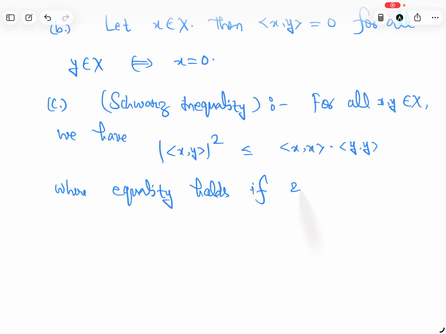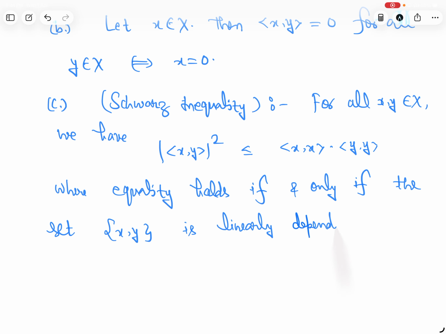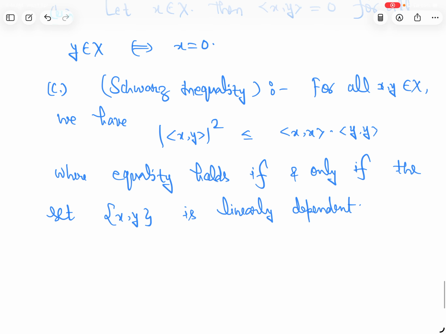if and only if this set {x, y} is linearly dependent. It means if x, y are dependent, equality will hold. If x, y are not dependent, that means they are independent, there will be strict inequality. Okay, let's see its proof.